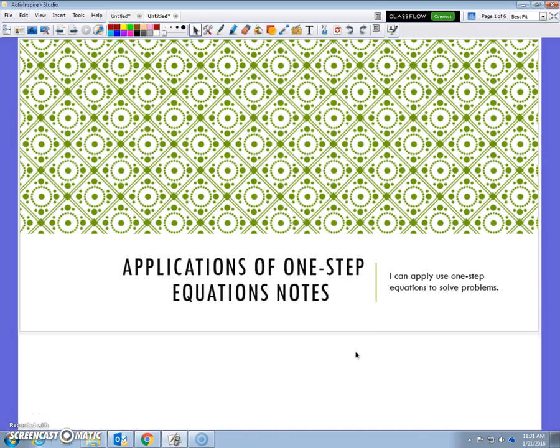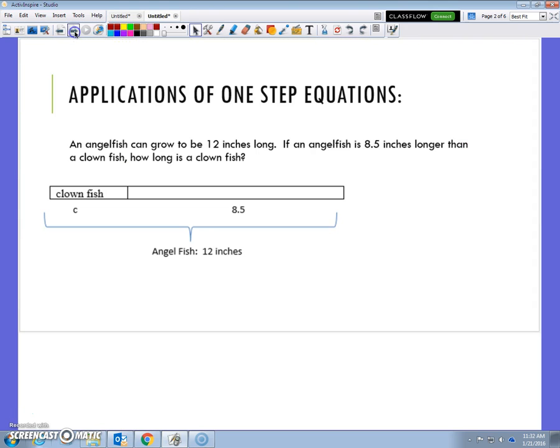All right, this is Mr. Gillum, and today we are going to start applying what we know about one-step equations. And so we're going to have some word problems. So let's take a look at a few here and just see what we have.